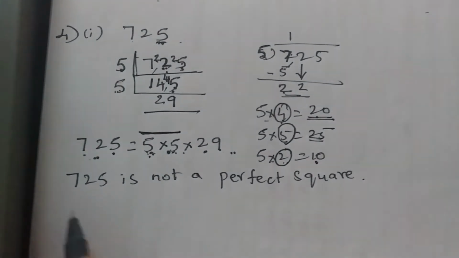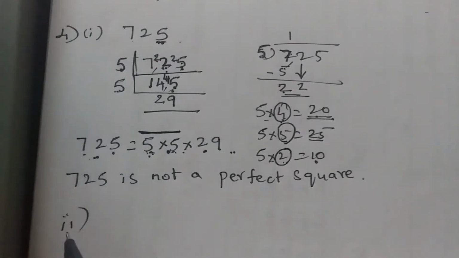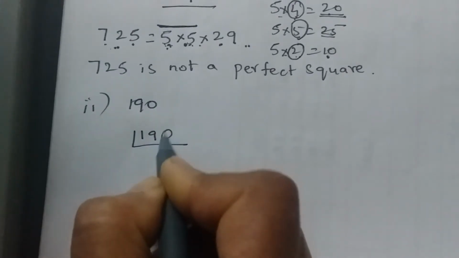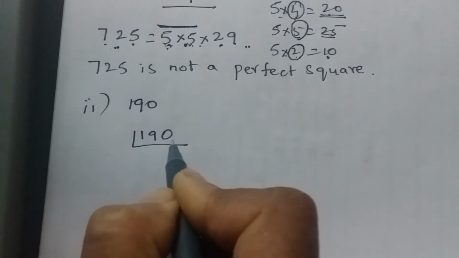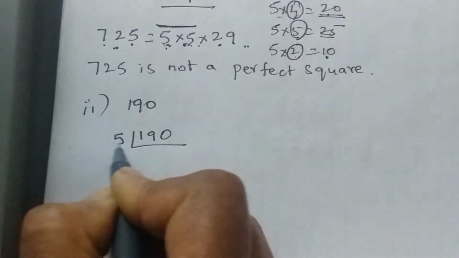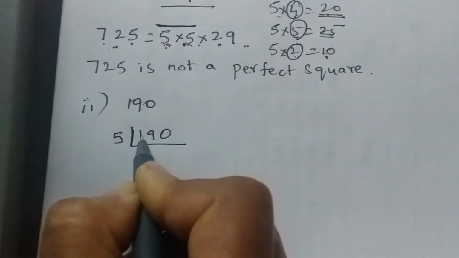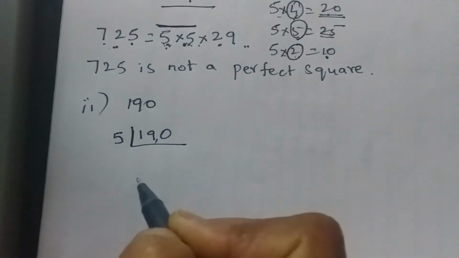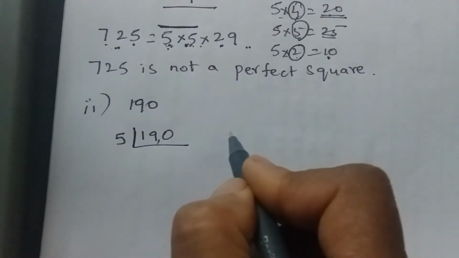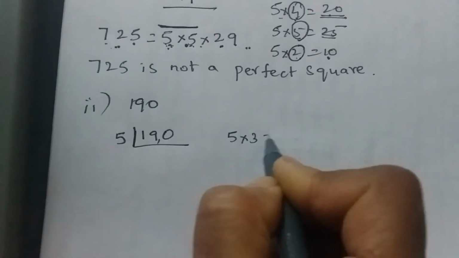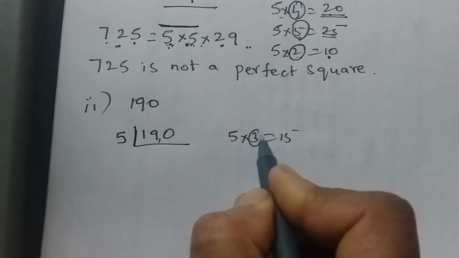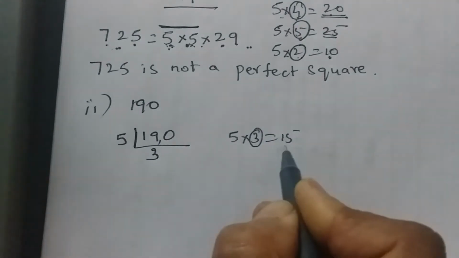Okay, shall we move on to the second one of the fourth sum? The second one is 190. Just now I said, if a number ends with 0 or 5, divide by 5. So it is ending with 0. We'll divide by 5 again. Come on, take the first number. 1 is not divisible by 5. Take 19. Till 19 comes, 5 tables. Yes, tell. 5 ones are 5, 5 twos are 10, 5 threes are 15, 5 fours are 20. 20 is more than 19. So how many times? 3 times. And it is 15.